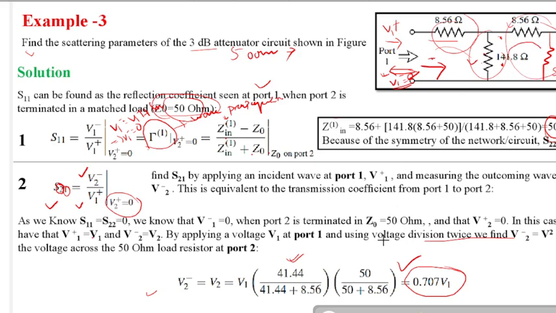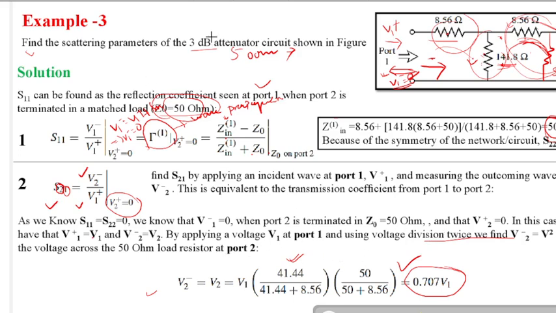You can see this 50 and 8.56 give one voltage divider. Again, these two, 8.56 and 141.8, give another voltage division. Again, where this 41.4 is coming from: basically it is the parallel combination of 141.8 with the series of 8.56 and 50. If I go on explaining the series-parallel combination it will take time, but this is how you get the 0.707 value of the V1 input.